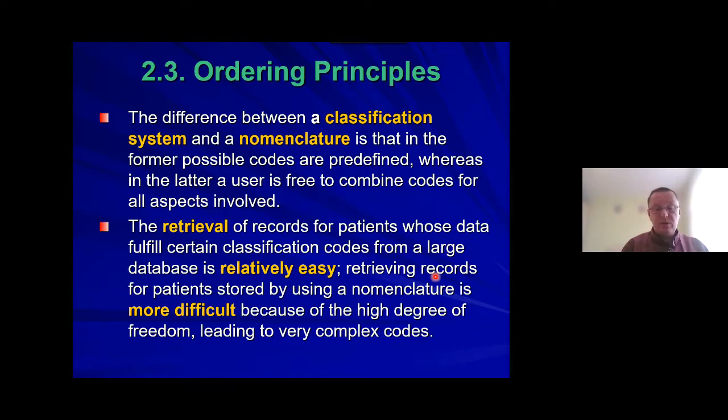So retrieval from a large database of records of patients whose data contain a classification code is relatively easy, because we have a clear key-value relationship where the code represents the key, and when we know this key, by searching for it we will immediately retrieve a single value which means something.